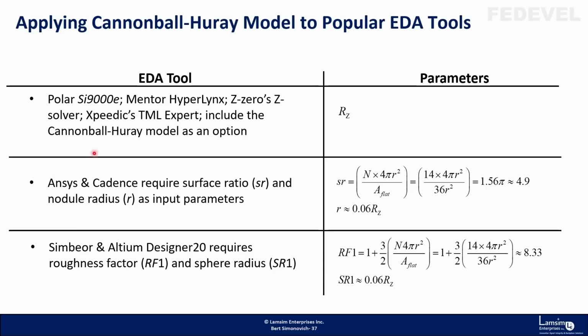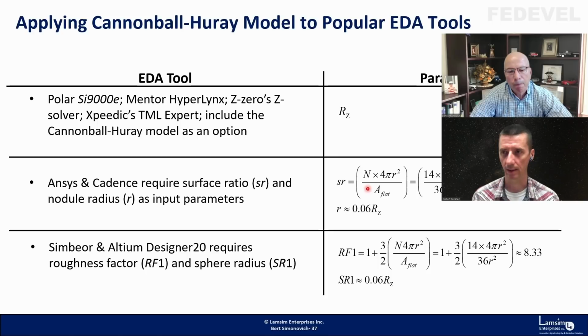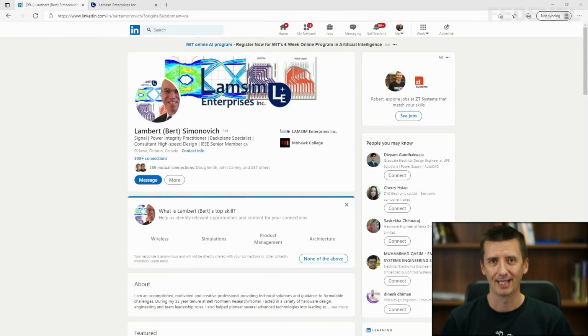So in all these cases, these are popular tools. If it just has Hooray, and most of them are just asking you for SR and R or whatever, as long as you know Rz, you can now practically use it. And this is what will correct the calculations or modeling based on the roughness of the copper. Right, exactly. So for very high-speed signals, you really would like to include it because then the results will be more accurate. Yeah, right. And that's everything for this video.